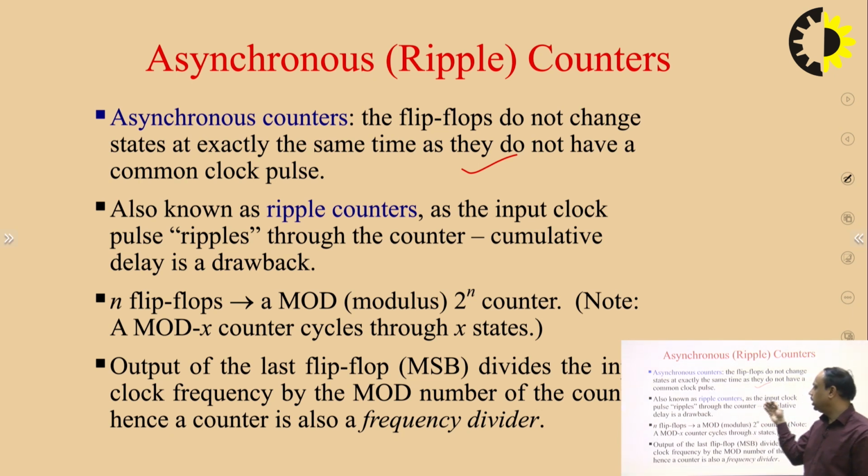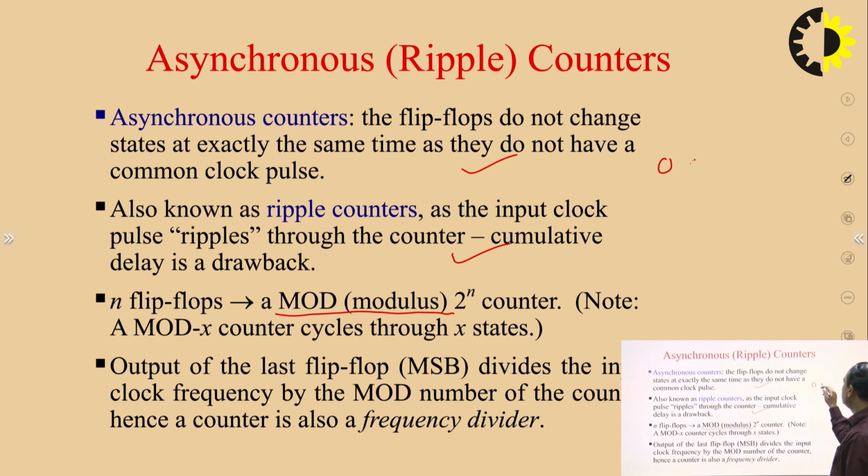Also known as a ripple counter, as the input clock ripples through the count, cumulative delay is added up, as this is again the same thing over here. Then n flip flops. N flip flops means a modulus 2 to the power n count. We need n flip flops.